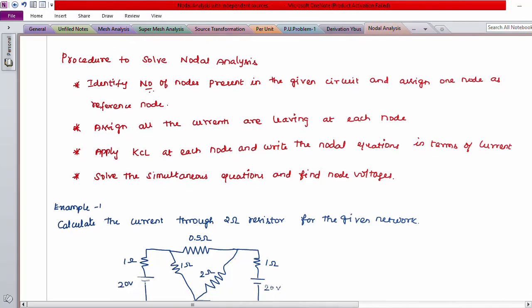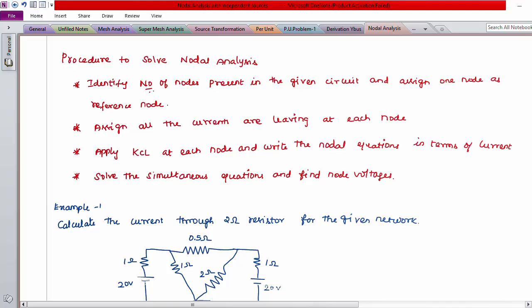For nodal analysis, first we have to identify the number of nodes present in the given circuit. Second, assign one node as a reference node. Then, assume all the currents are leaving at each node. The third step, apply KCL at each node and write the nodal equation in terms of current. And last, solve the simultaneous equations to find the node voltages.